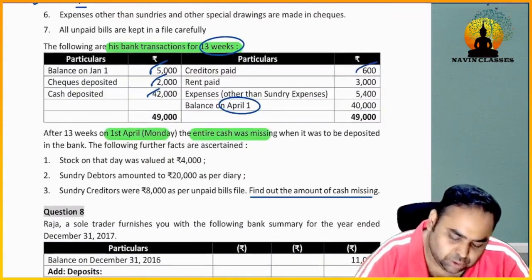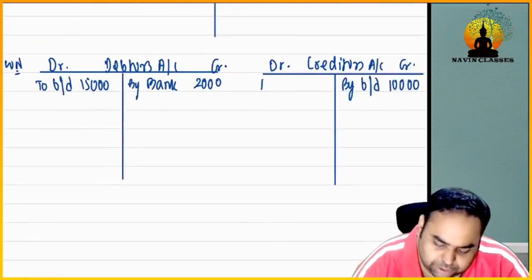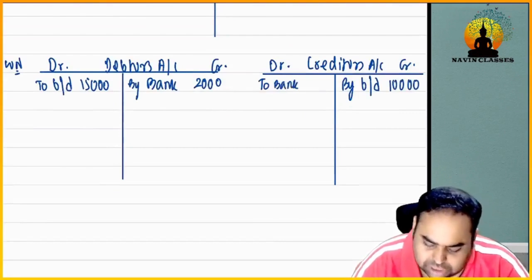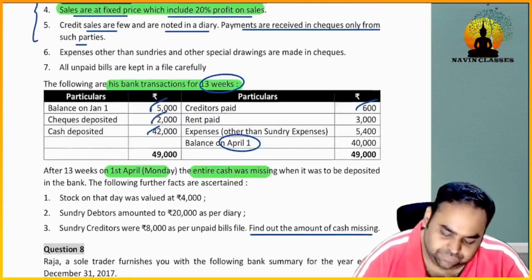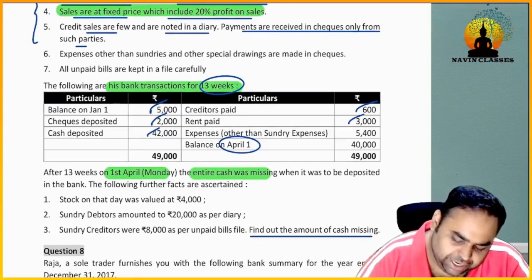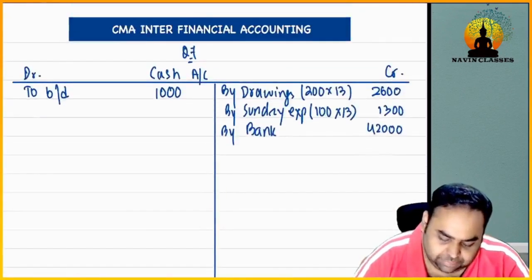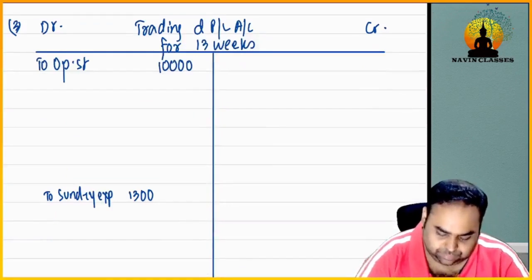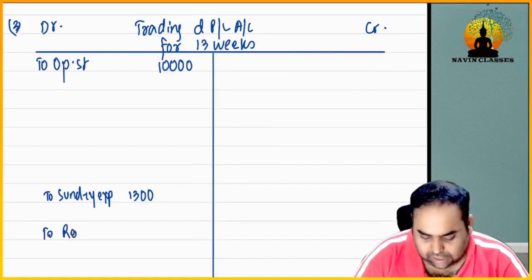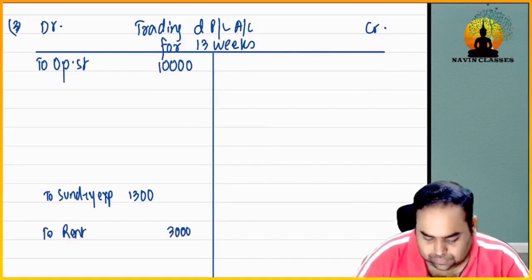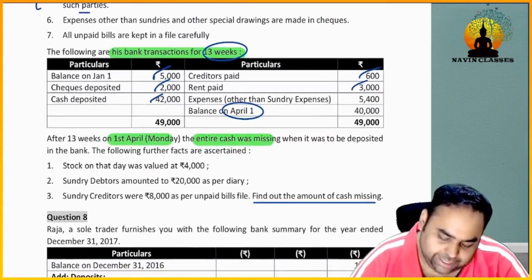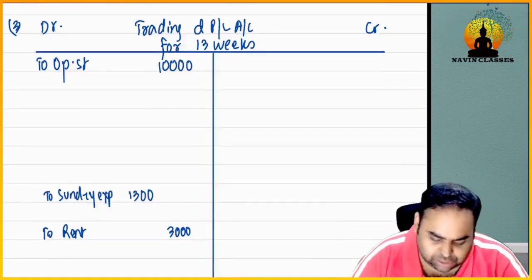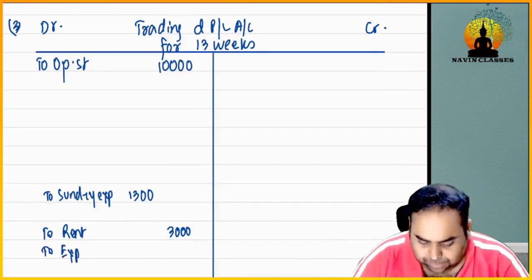Creditors paid 600. Okay, so in the creditors, we will write to bank 600. Then next is rent paid. How much is it? 3,000. This rent is my expense. It is paid from the bank, so write to rent 3,000. Next, expenses other than sundry expenses, to expenses 5,000 400.